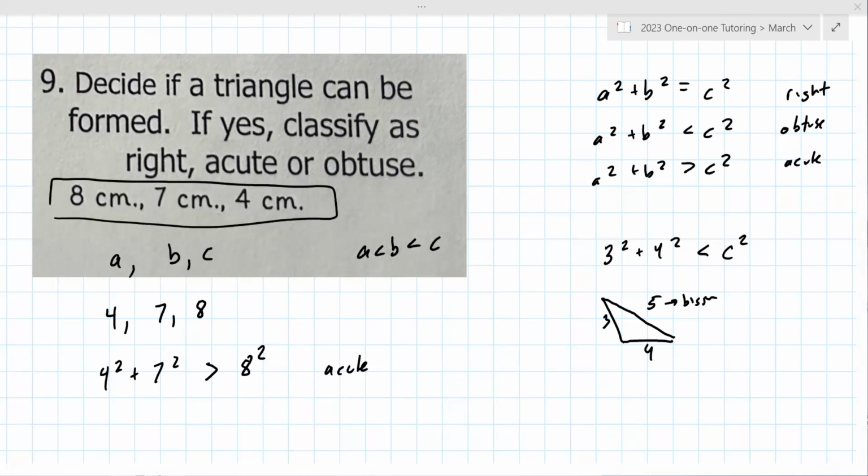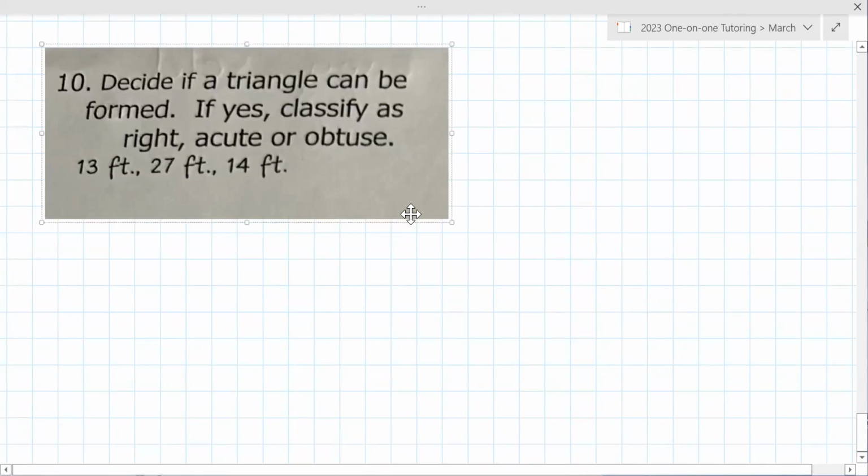All right, okay, so 10, 11, 12 are really, really similar here. Basically you have to put them in order. That's your recipe here. So A less than B less than C. So this one is 13 squared plus 14 squared. How does that compare to 27 squared? So if you want to grab a calculator, and I'll snip in the rule if we need it.